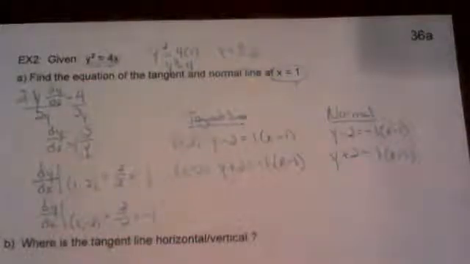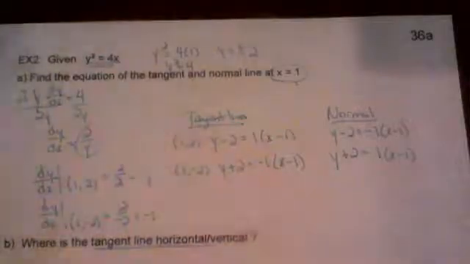All right, so next they ask us about where the tangent line is horizontal and where the tangent line is vertical. Well, we're used to this question. Where is the tangent line horizontal? Well, that's where the derivative is 0. The horizontal tangent line is when the derivative equals 0.